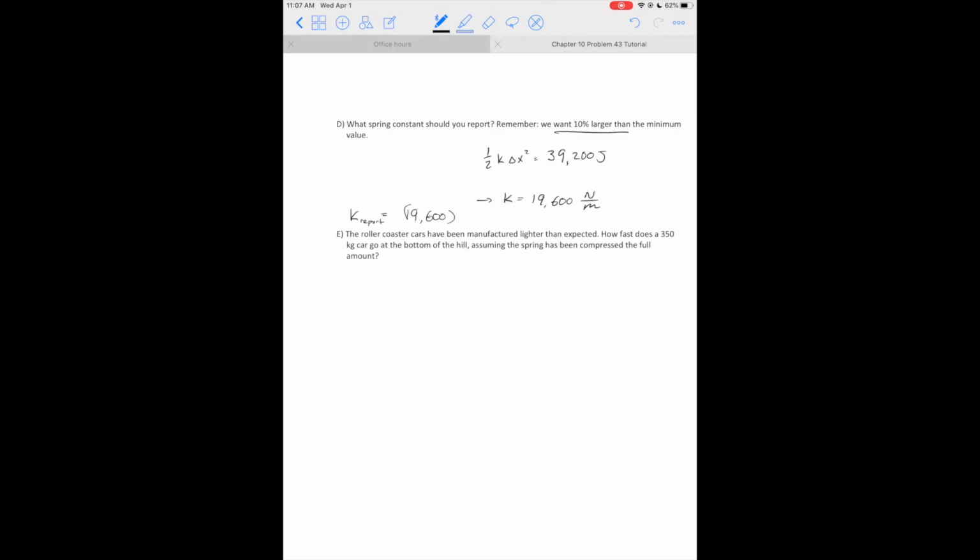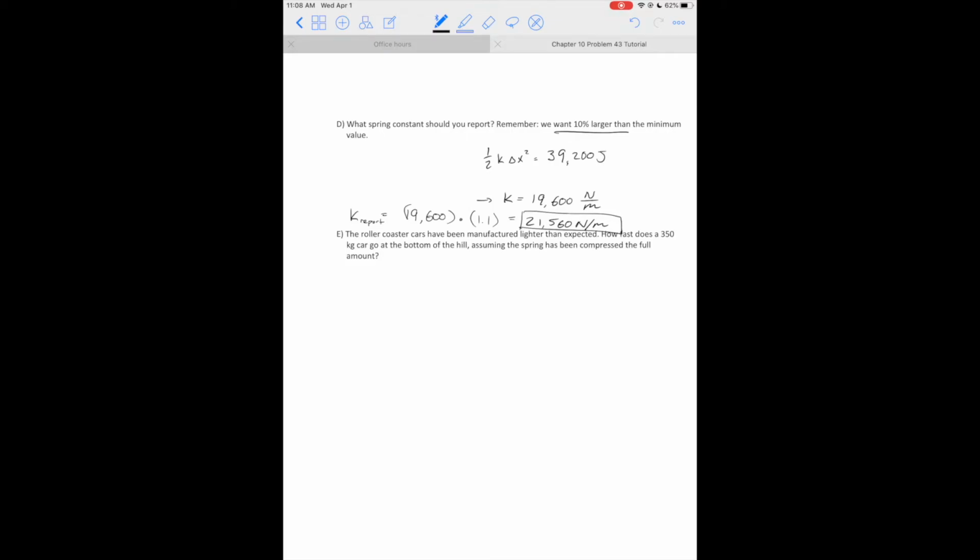So if this is our minimum value, the k reported needs to be 19,600 times 1.1, right, to give me that 10% bump. If I do that, 19,600 times 1.1, I get 21,560 newtons per meter. And so that is the value that we want to report.